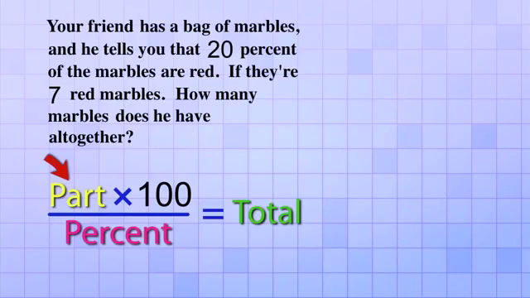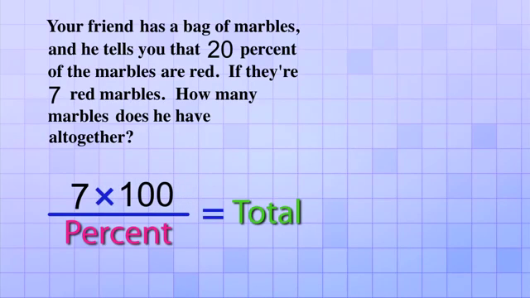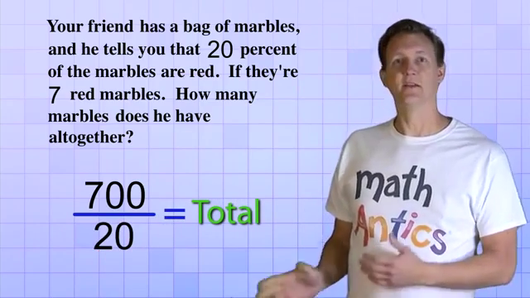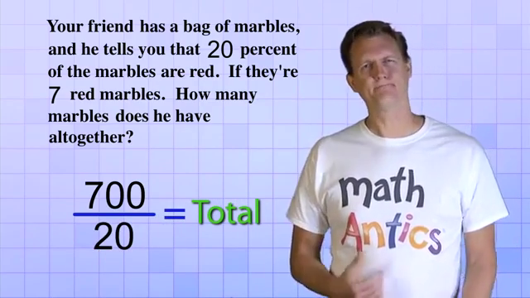We know that the part that are red is 7, so step 1 is to just multiply that part by 100. 7 times 100 is 700. And in step 2, we take that 700 and divide it by the percent, which we're told is 20. Okay, 700 divided by 20.